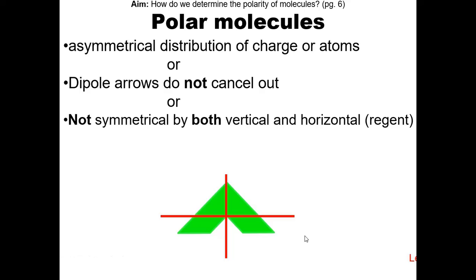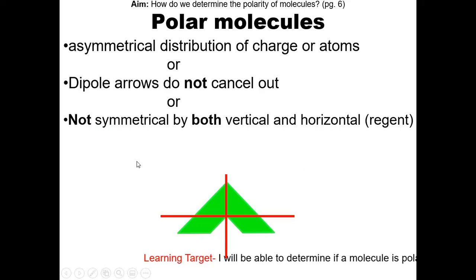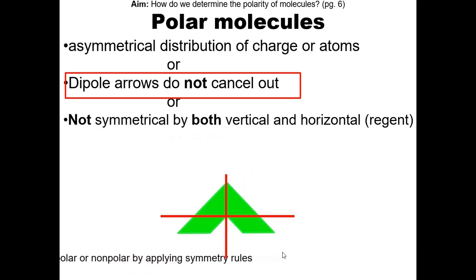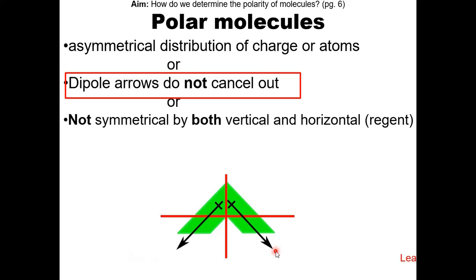This is the same if it only has horizontal symmetry but not vertical. On the regents, it must have both vertical and horizontal to be considered nonpolar. If it just has one but not the other, it is not symmetrical and is considered polar. Here's an example of the dipole arrows not canceling out. Notice that even though both dipole arrows are the same magnitude, they're not facing in opposite directions, therefore they do not cancel out.